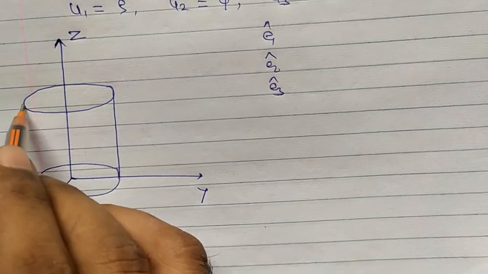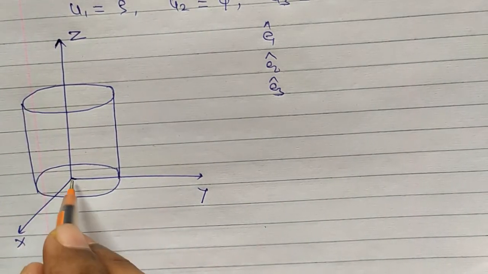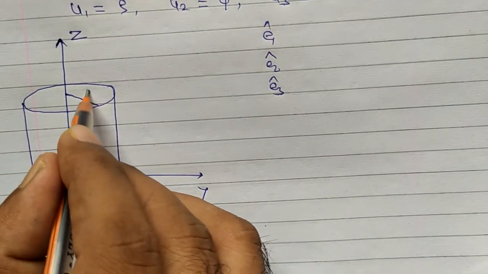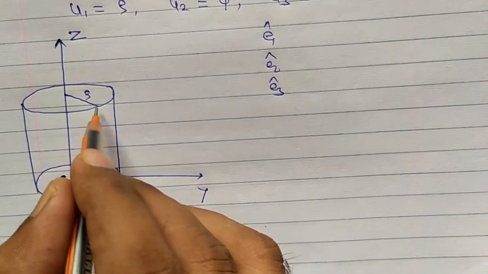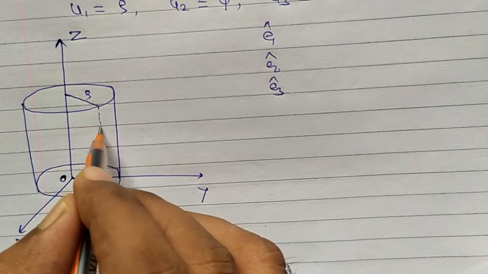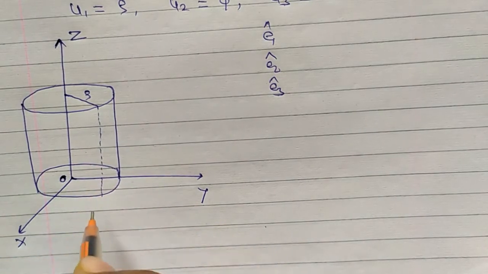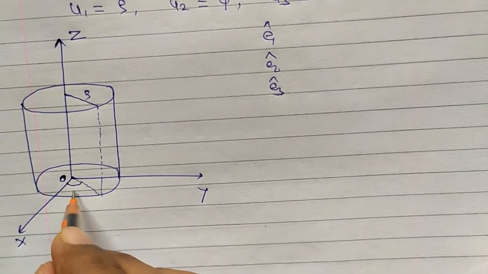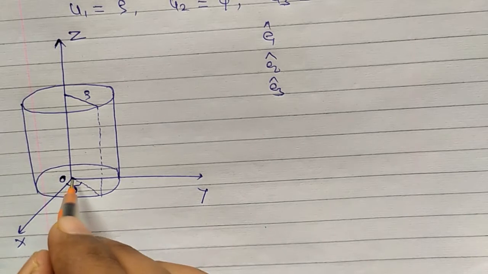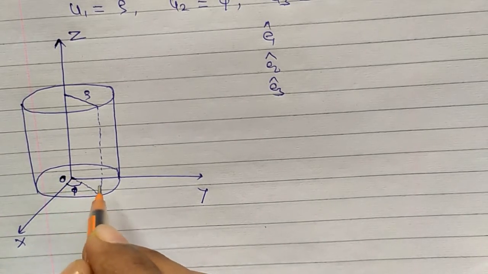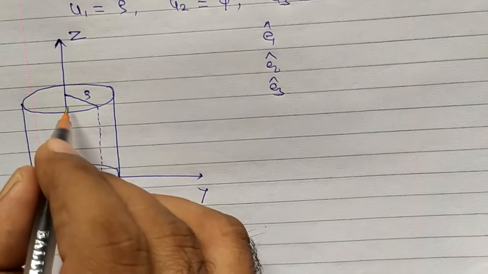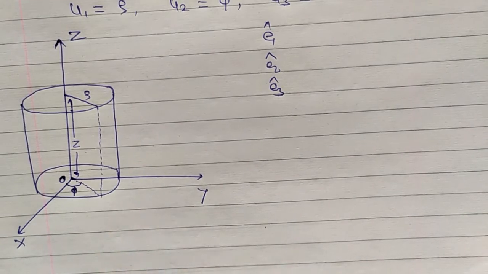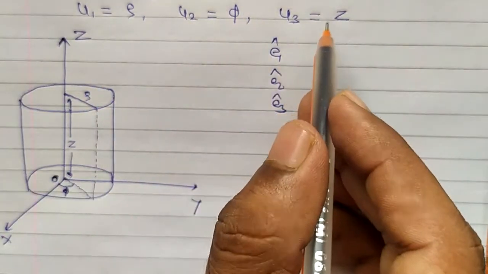So this is a cylinder. This is the origin. I will call this origin O. This is our first coordinate, rho, which is the radius of the cylinder. Then if I take a perpendicular from the end of rho to the xy plane, and if I join that perpendicular to the origin, I will get some angle, say phi. Angle phi is our second coordinate. And the height of the cylinder, z, is the third coordinate. So you can see rho, phi, and z.